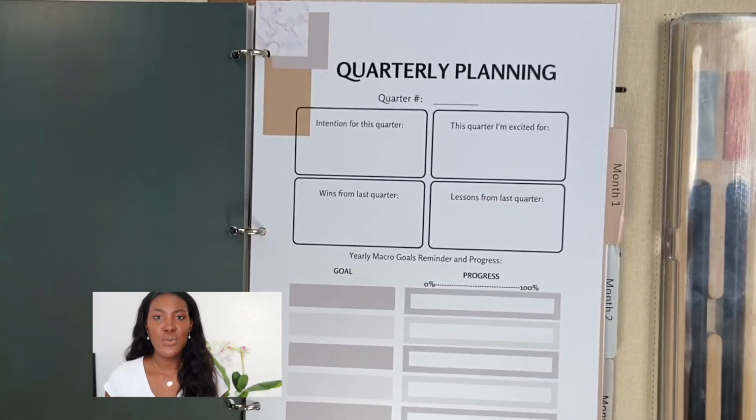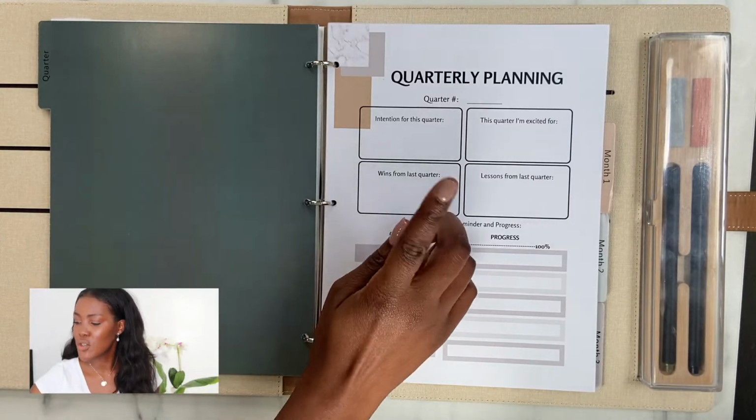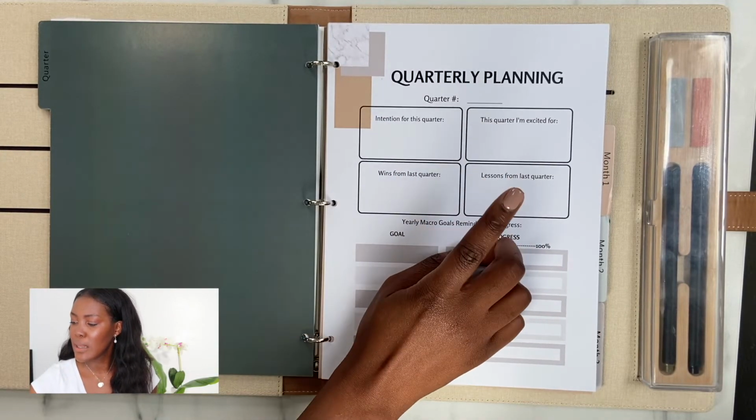Next, let's move into this quarter, what I'm excited for. Of course, this quarter, I'm excited for the launch of my planner on Kickstarter. Next, you will see there's a section for wins from last quarter and lessons from last quarter. So let's get into the wins and the lessons from my last quarter.